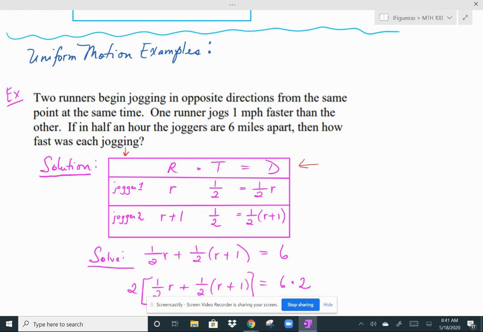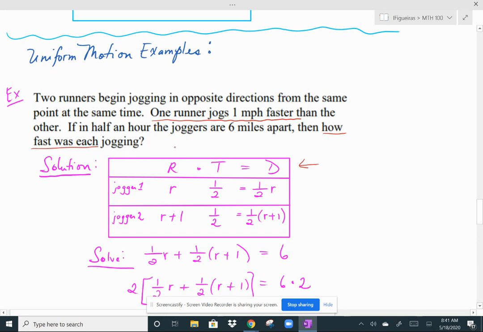All right, so we don't know how fast each jogger is running. That's what we're trying to find out. How fast is each jogging? But we do know that there's a relationship between the two. We know that one jogger jogs 1 mile per hour faster than the other. Okay, so how do we express one in terms of the other?